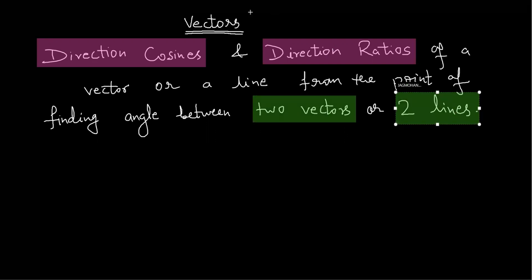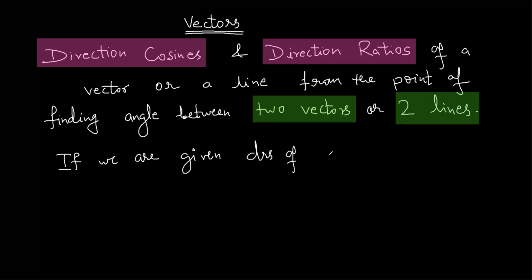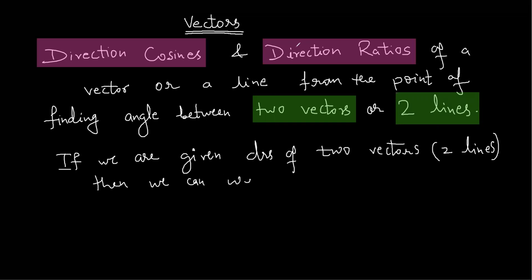Now, what does that mean? It means that suppose we are given DRs, that is, direction ratios of two vectors or two lines, then we can find the angle between those two vectors or lines.